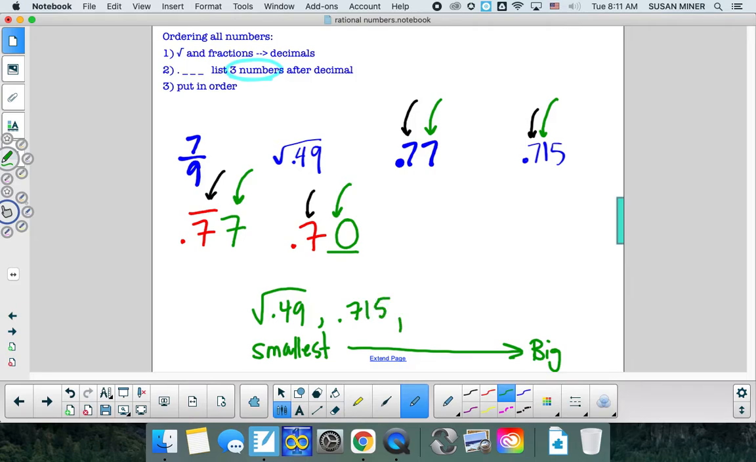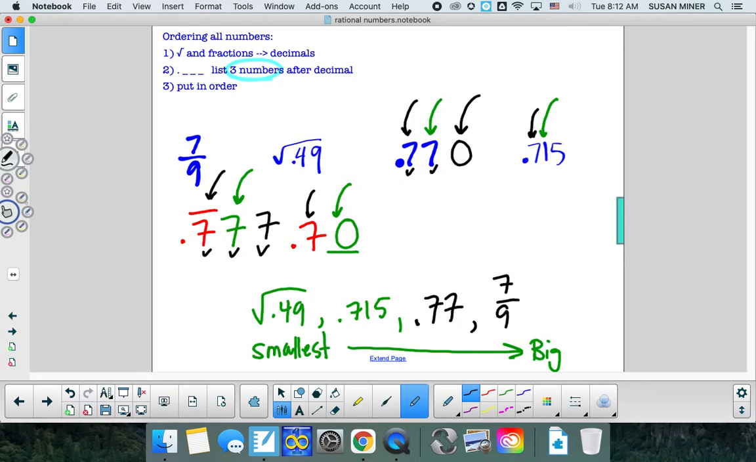The next smallest number, well, because now these both have 7s in my decimal places I was looking at, I've got to go to the next decimal place. Well, the next decimal place here would be, of course, 0. The next decimal place here would be another 7. And so the next smallest is 0.77. And then finally, the biggest number in the group would be 7/9.